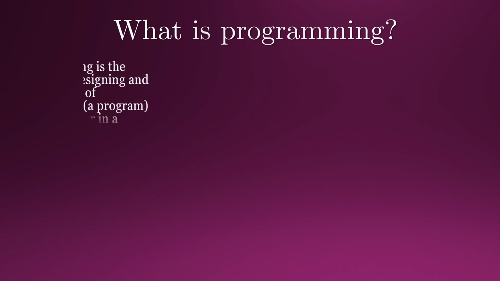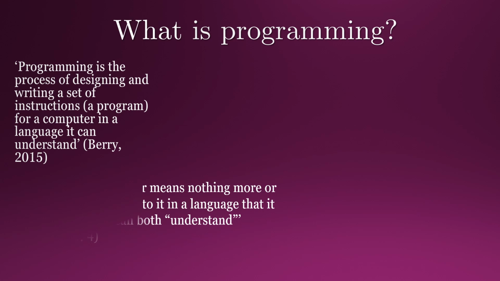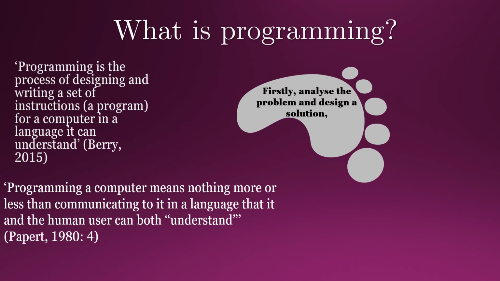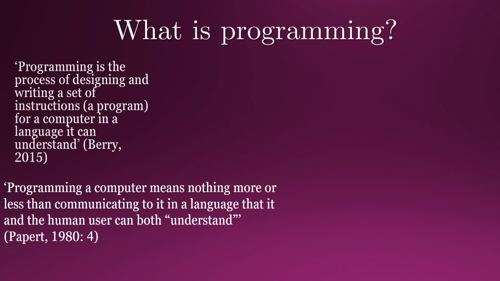Programming can be described as the process of designing and writing a set of instructions for a computer in a language it can understand. Papert's definition also emphasizes how language clarity is essential for both the program and the user. Programming is a two-step process. The first step is to analyze the problem and design a solution through logical reasoning, decomposition, abstraction, and generalization. The second part consists of inputting program language, which is called coding.